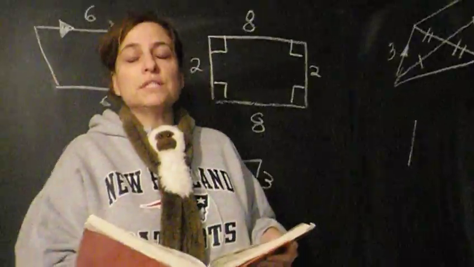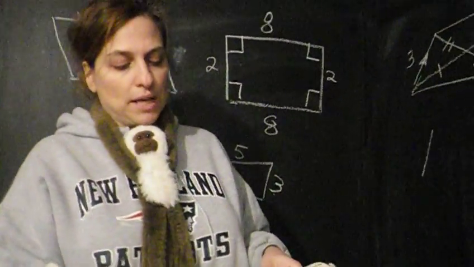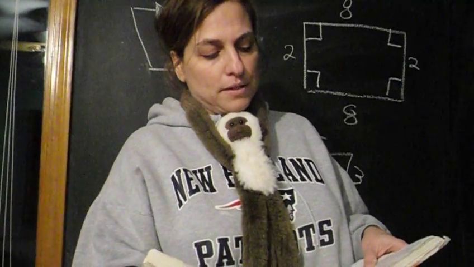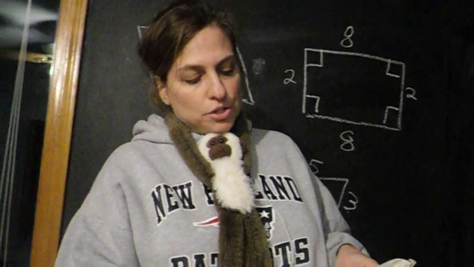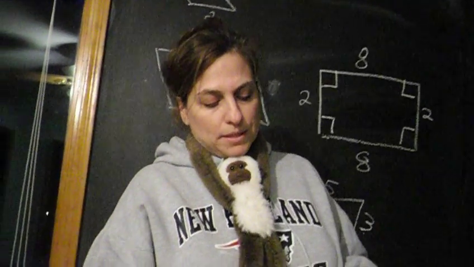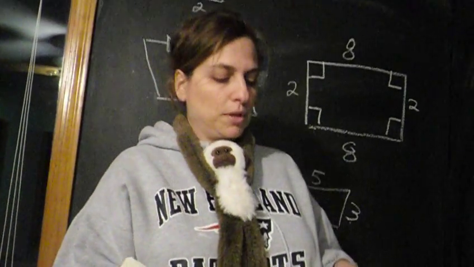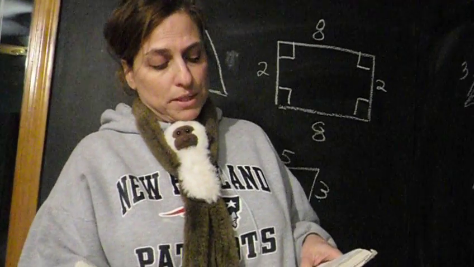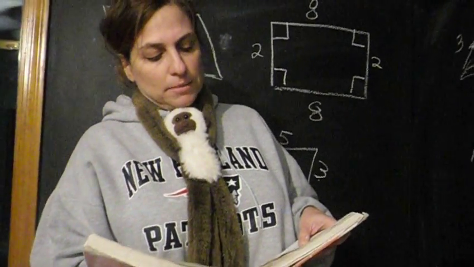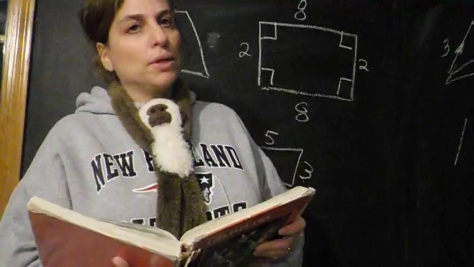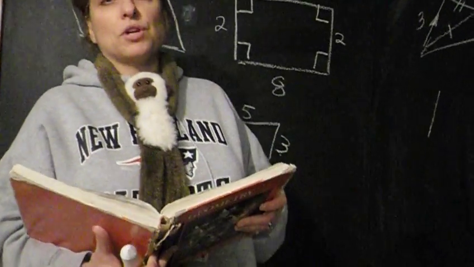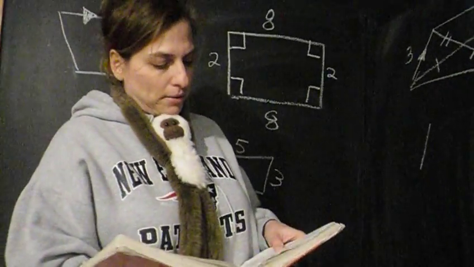I also want you to list 5 ways to prove that a quadrilateral is a parallelogram. The first one is show that both pairs of opposite sides are parallel. Show that both pairs of opposite sides are congruent. Show that one pair of opposite sides are both congruent and parallel. Show that both pairs of opposite angles are congruent. And show that the diagonals bisect each other. Basically just going over those theorems that we just went over to show that you have a parallelogram.